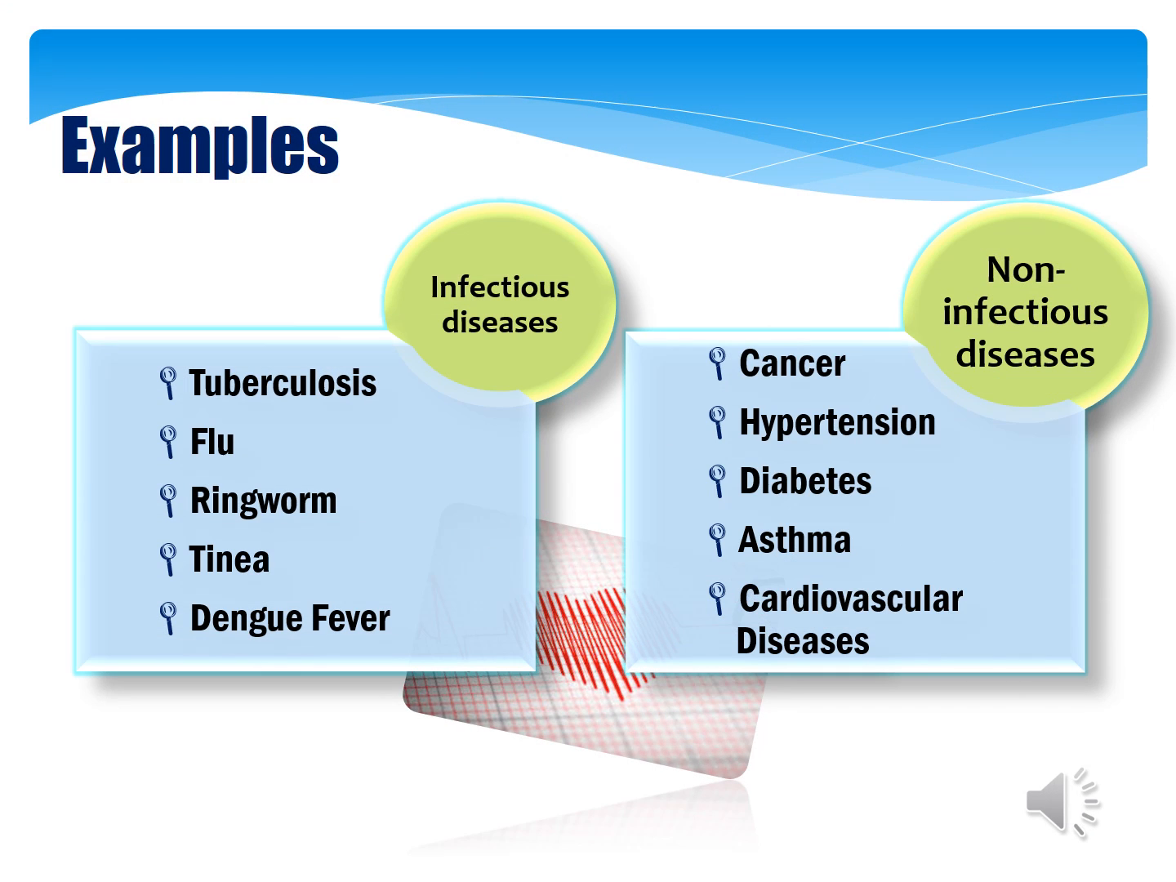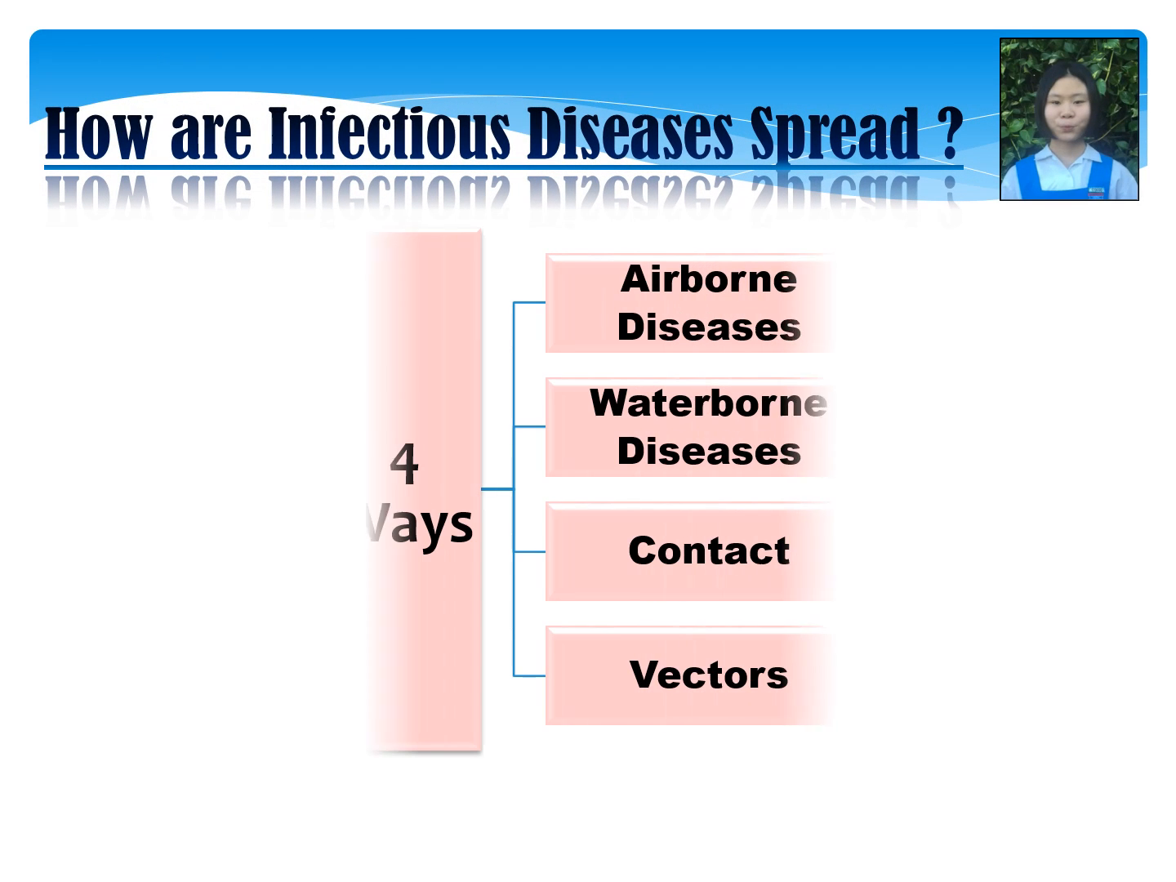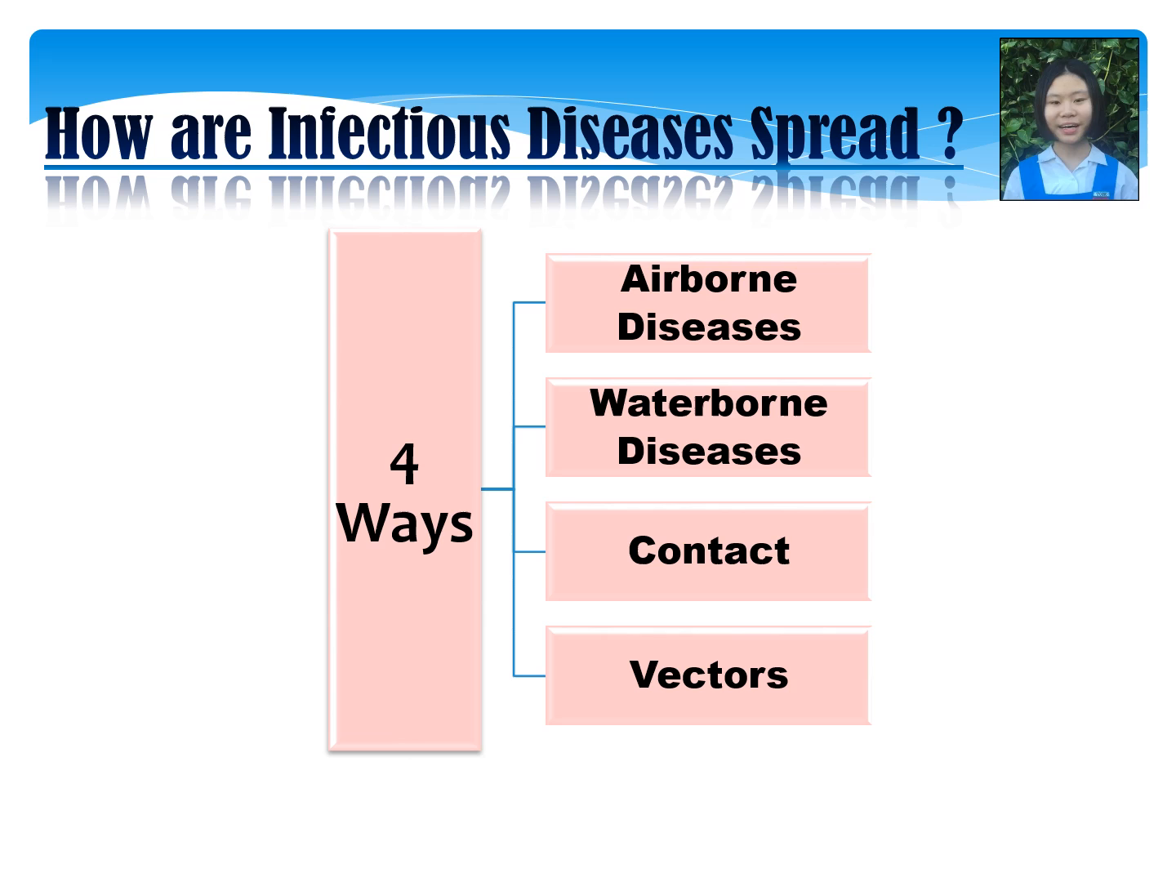The examples of infectious disease are tuberculosis, flu, ringworm, tinea, and dengue fever, while non-infectious diseases include cancer, hypertension, diabetes, asthma, and cardiovascular diseases. We learned that diseases can be classified into infectious diseases and non-infectious diseases on the slide before. So now we are going to learn about how infectious diseases spread. Infectious diseases can spread in four ways: airborne diseases, waterborne diseases, contact and virus.